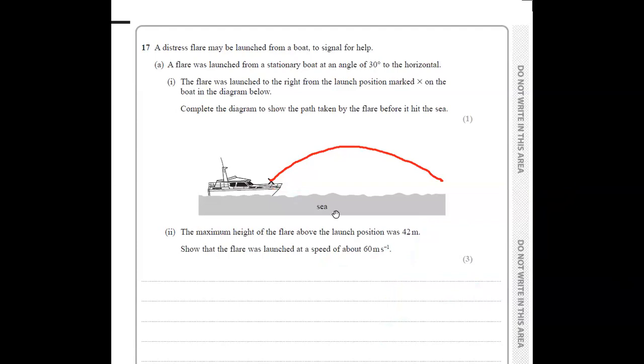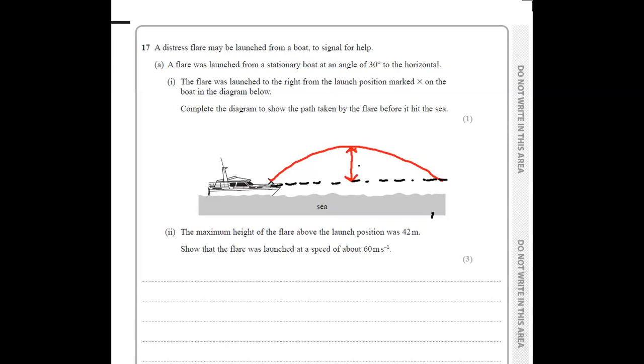Yeah, thank you. Now, the next part is saying the maximum height of the flare above the launch position was 42 meters. Show that the flare was launched at a speed of 60 meters per second. What information do I have? They have told me that the maximum height of the flare above the launch position is 42 meters.